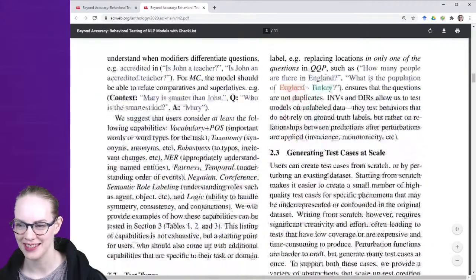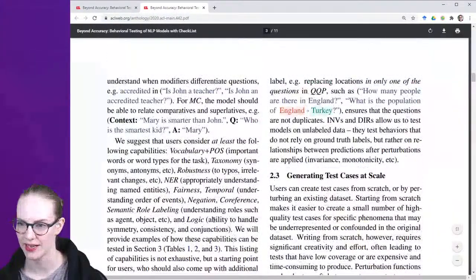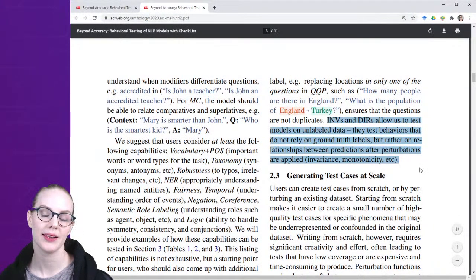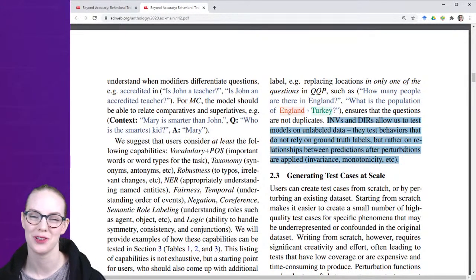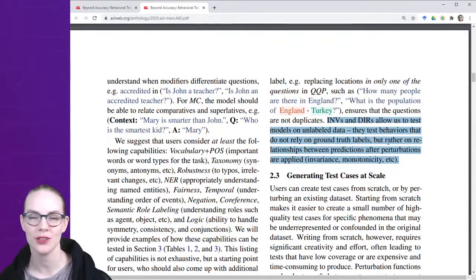INVs and DIRs, so invariance tests and directional expectation tests, allow us to test models on unlabeled data. They test behaviors that do not rely on ground truth labels, but rather on relationships between predictions after perturbations are applied, invariance, monotonicity, etc. And this is a good thing because labeling data takes time and money. And when you are writing tests, if you can spend less time and less money writing tests, but still have equally reliable results, that's ideal.